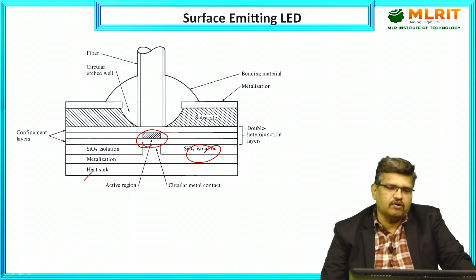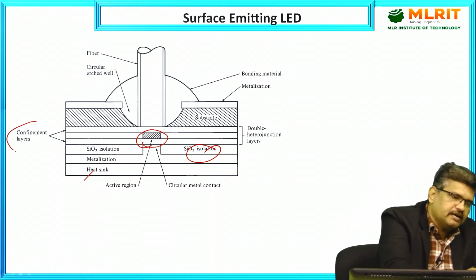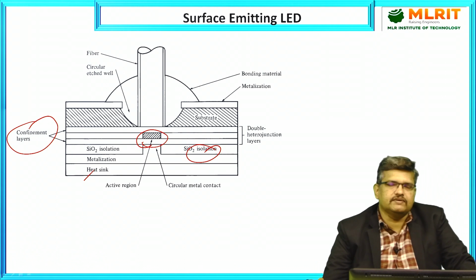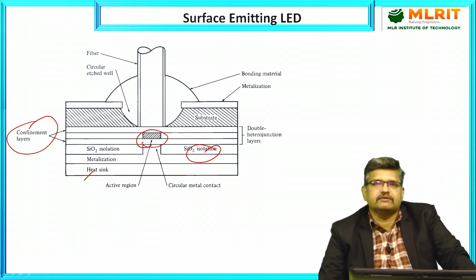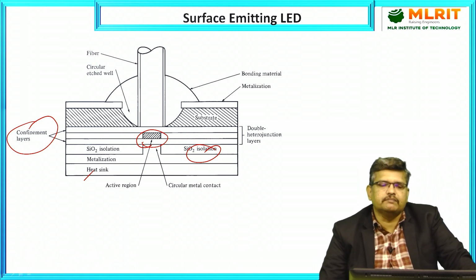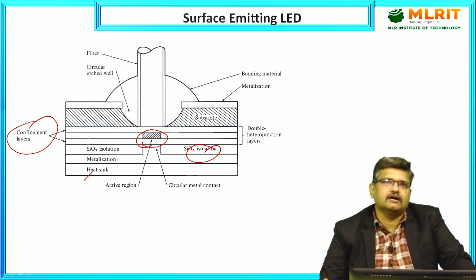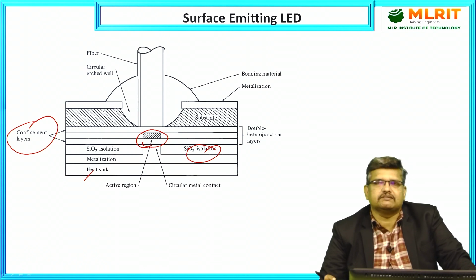Another very important layer is the confinement layer, which supports the active region. We call it the double heterojunction layer. In between, we have the active region. Above that, we have the substrate material. So this is the basic structure of the surface emitting LED.